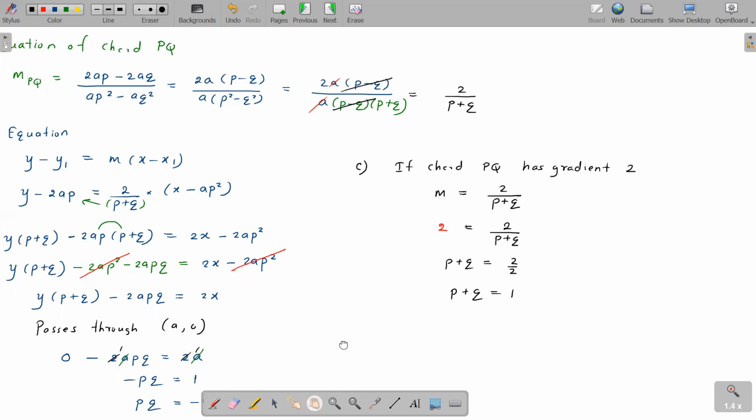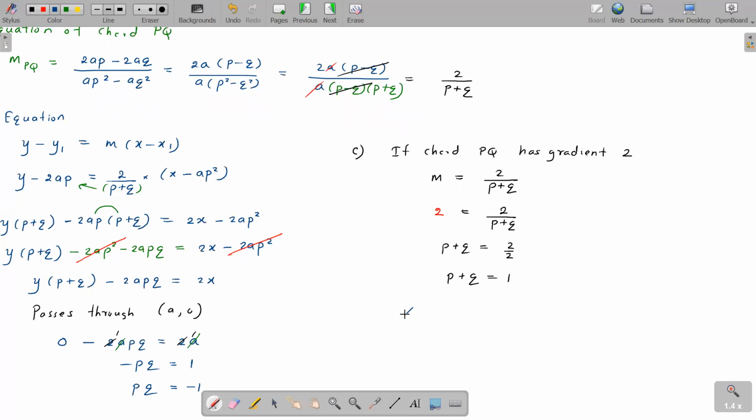So what were the point R coordinates? The x coordinate was apq, right? We found earlier the x coordinate is apq, and the y coordinate is a times p plus q. This time, which one do you think I should use? I don't need x now, because now I can replace the parameter p plus q with 1. So this time I'm proceeding with the y coordinate. So y equals a times 1, which means y equals a, and this is the locus.